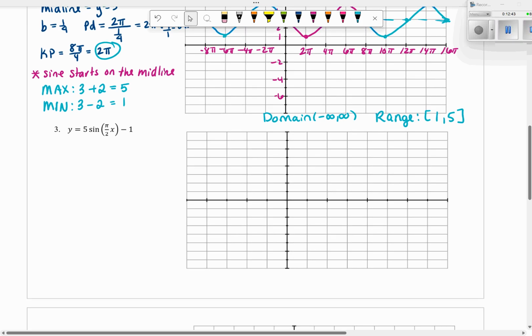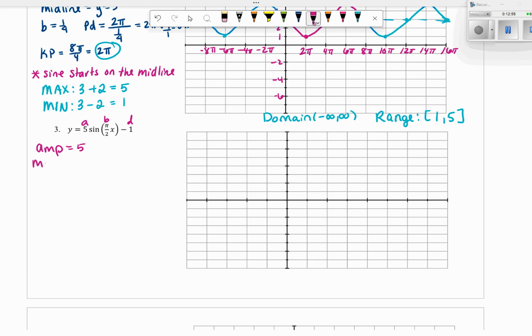On graph number 3, we're going to do the same thing. For this one, your A, B, D: the amplitude is equal to 5. The midline is at y equals -1. Your B value is pi over 2, which means the period is 2 pi divided by pi over 2, which is 2 pi times 2 over pi. So your pi's cancel out to leave you with 4. Your key points are the period divided into 4 equal parts, or 1. That's kind of nice. So 1, 2, 3, 4, 5, 6, 7, 8. Same thing in the negative direction.